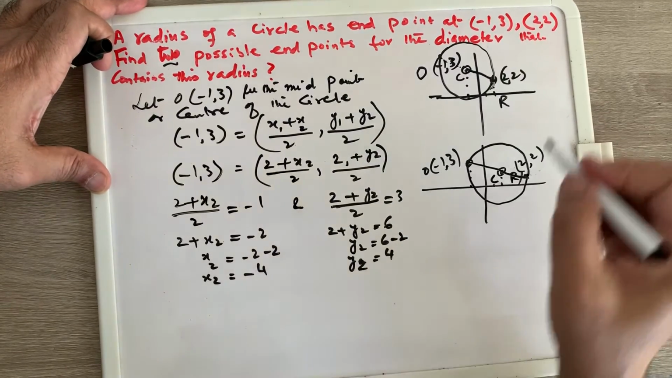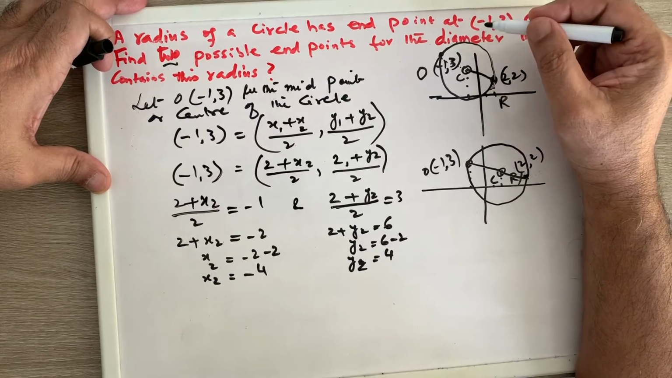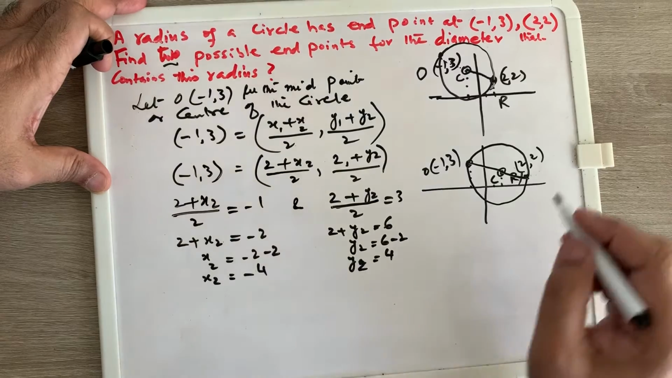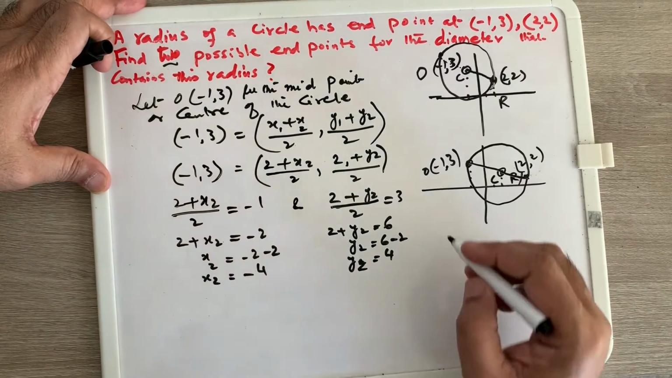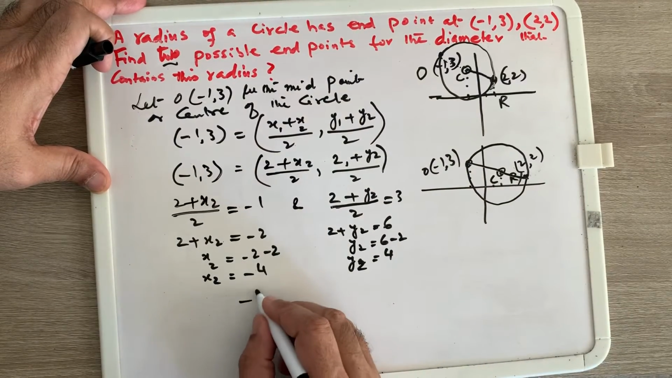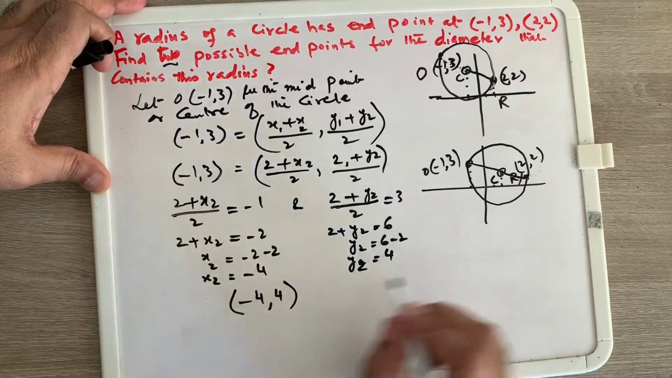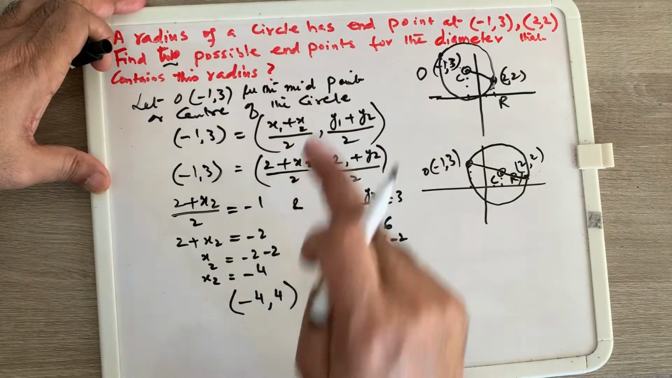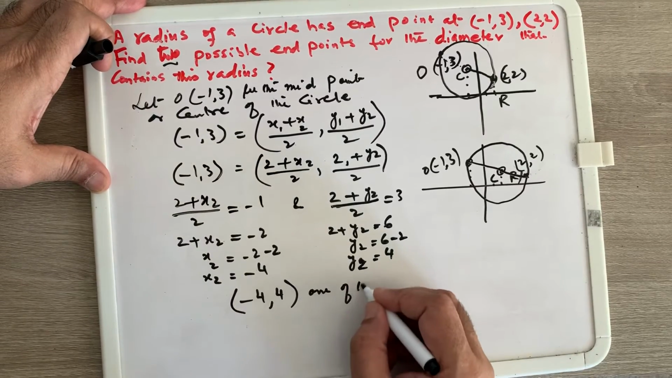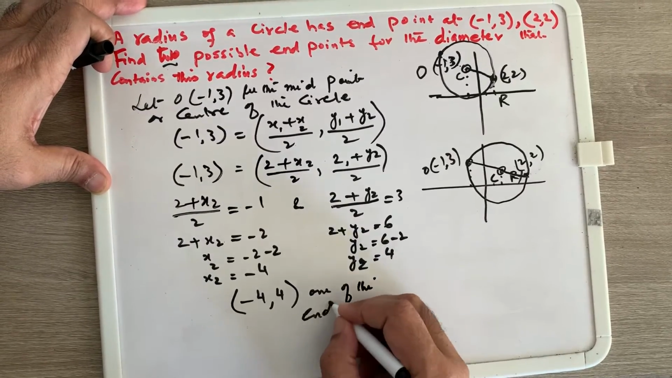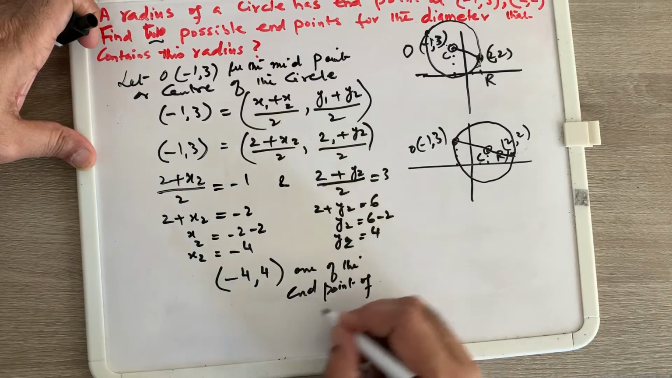So my other point which he is asking on the diameter will be 4 and 4, which is somewhere here, right? So my first point is this. And then I can put this same formula a second time, or let's put it somewhere on the other side. So minus 4 and 4 is my other point. Two possible endpoints. One endpoint is this, one endpoint of the diameter.